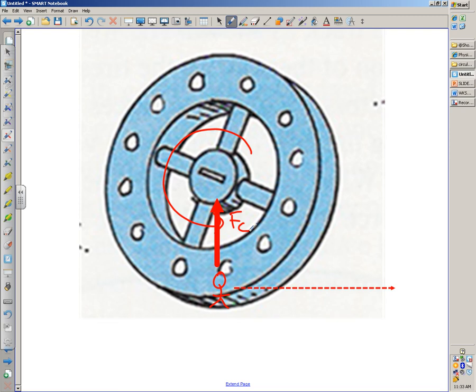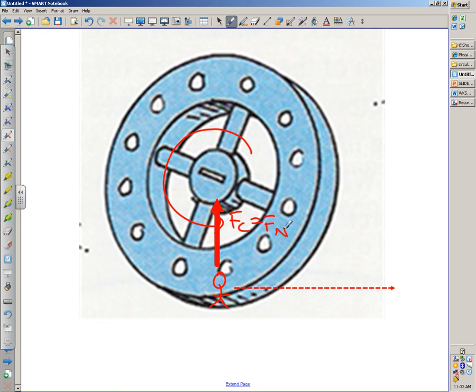But, as we've discussed, centripetal force doesn't come from nowhere. It has to come from something. What do we call a force that comes from a wall? Or a floor? Or a seat? Okay? This is a normal force.